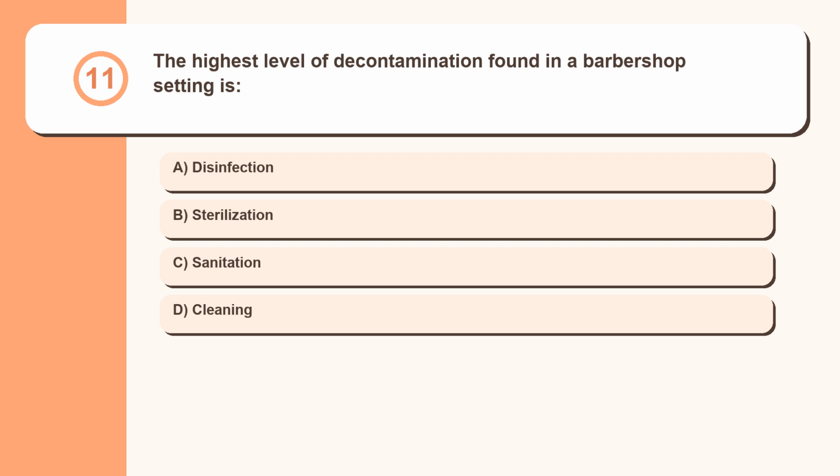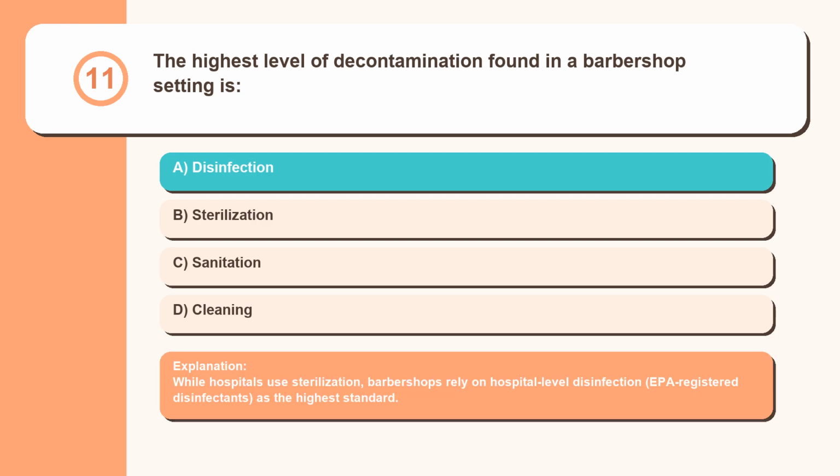Question 11. The highest level of decontamination found in a barbershop setting is disinfection, sterilization, sanitation, cleaning. While hospitals use sterilization, barbershops rely on hospital-level disinfection, EPA-registered disinfectants, as the highest standard.